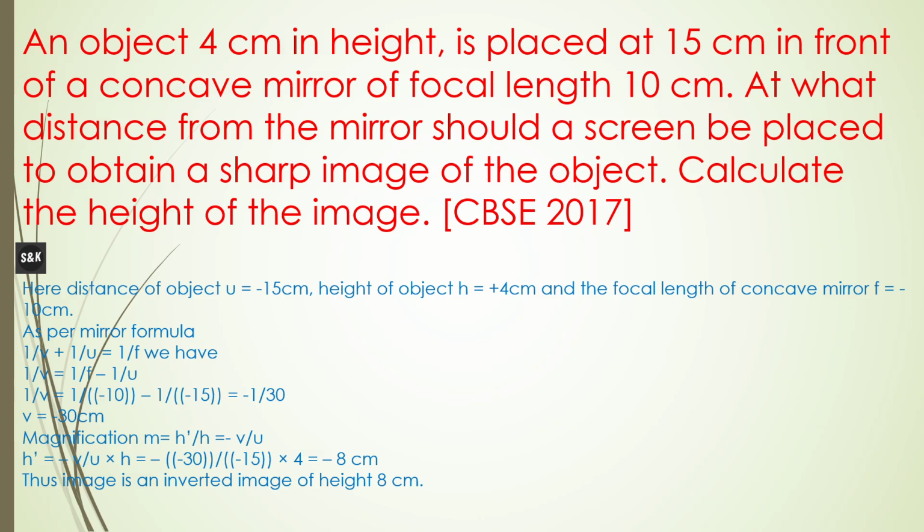Here, the distance of the object U equals minus 50 centimeter and H equals plus 4 centimeter. So F equals minus 10 centimeter. As per the mirror formula, applying, we get the value of V is minus 30 centimeter, and we know that M equals H1 upon H equals minus V by U. Putting the values, we get the magnification is minus 8 centimeter. This is an inverted image of height 8 centimeter.